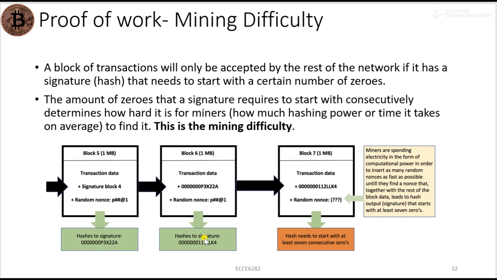Block 6 also has this kind of signature, but when somebody wants to create a valid block 7, miners have to find a random nonce value. When we perform the hash on this block, the hash needs to start with at least as many zeros as in the previous one, or maybe more. It depends on the mining difficulty. Now what is the mining difficulty? Very important concept.